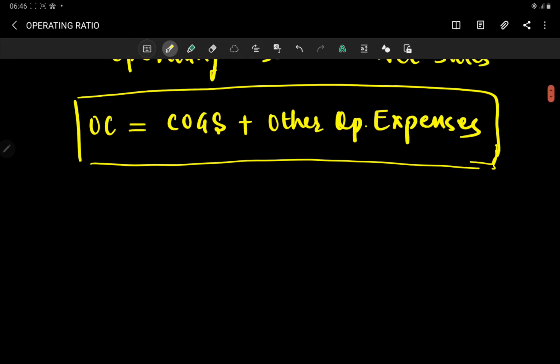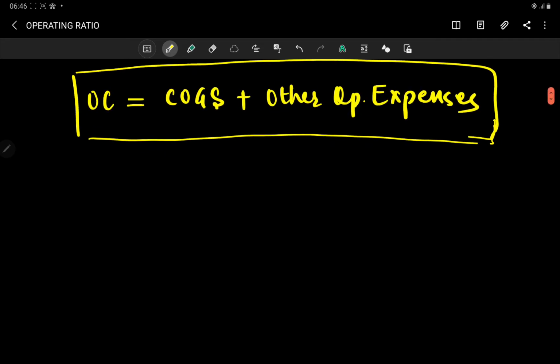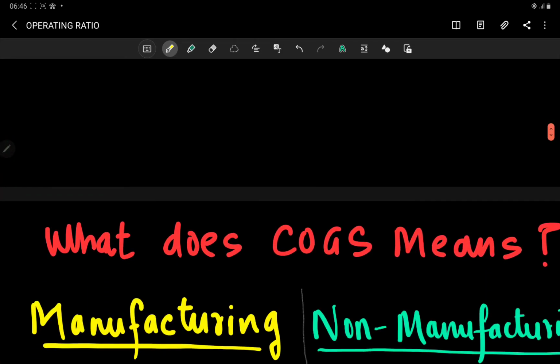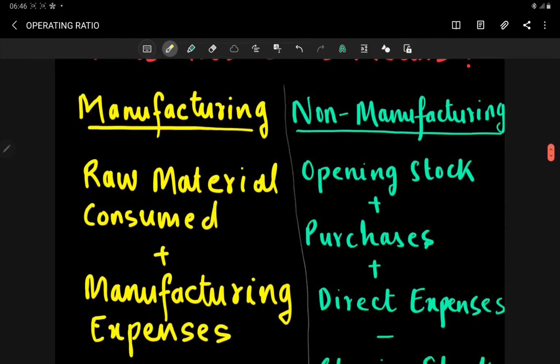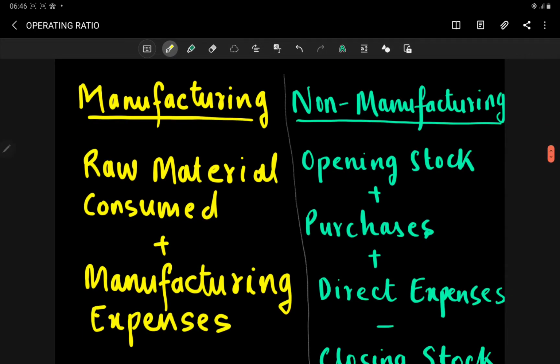Now you will ask me, what does cost of goods sold mean? Is it different for a manufacturing firm and for a non-manufacturing firm? Yes, your question is correct. What cost of goods sold means is different for the two different firms. Now let us understand the difference between the two.